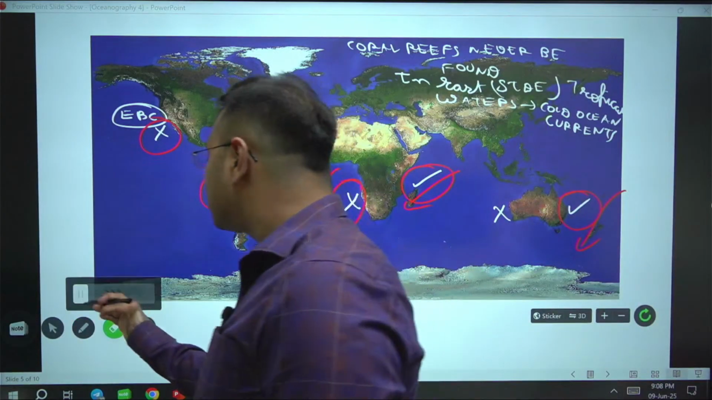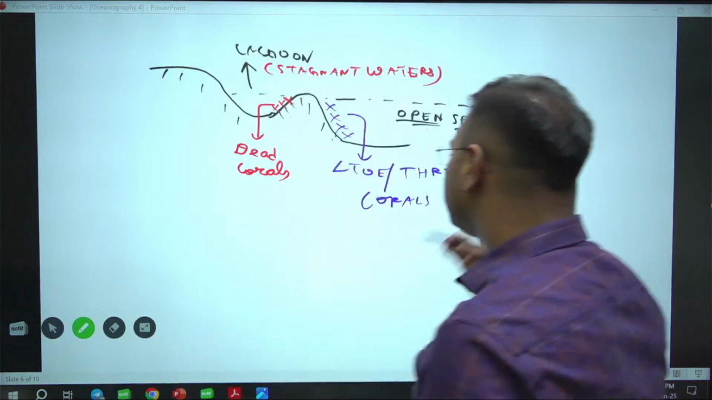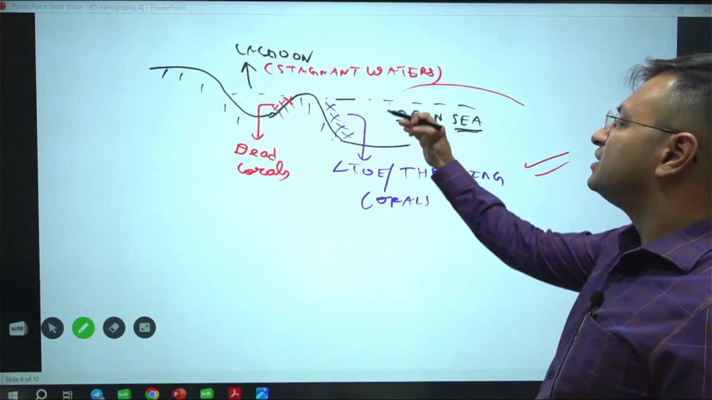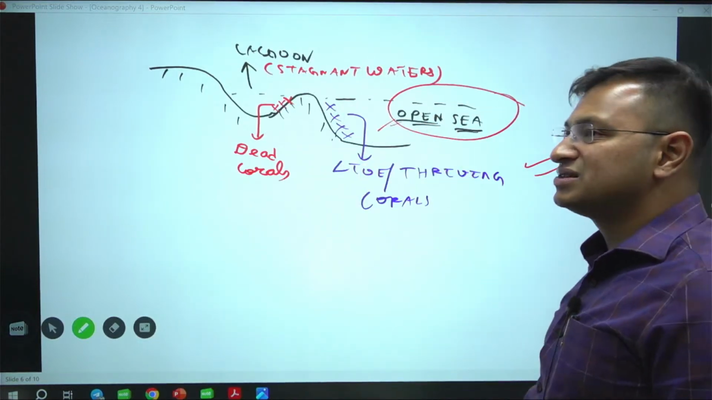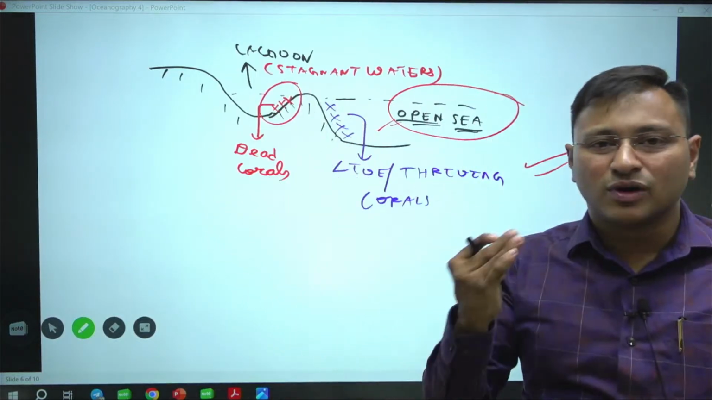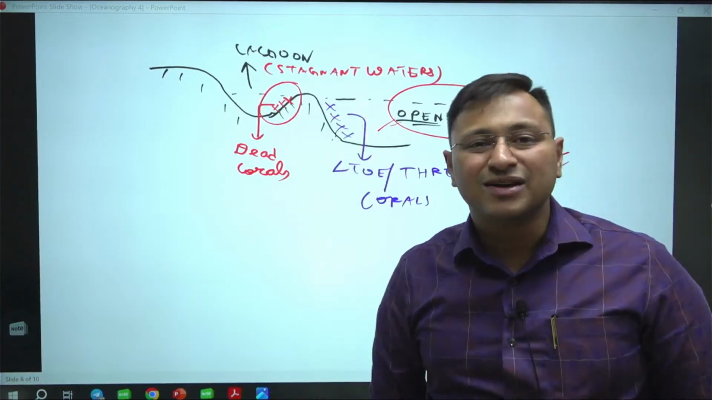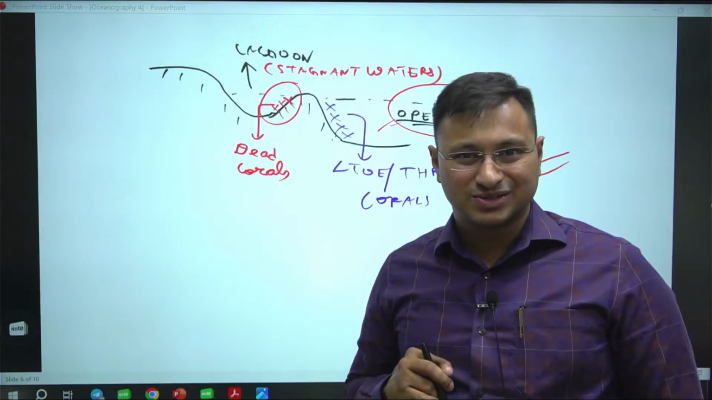And last but not the least, if we are trying to understand where the coral reefs will grow, the coral reefs will typically grow towards the open seas. They will never grow on the lagoon side. So they require flowing waters, they require fresh water, they don't require stagnant waters, they require turbulent waters.